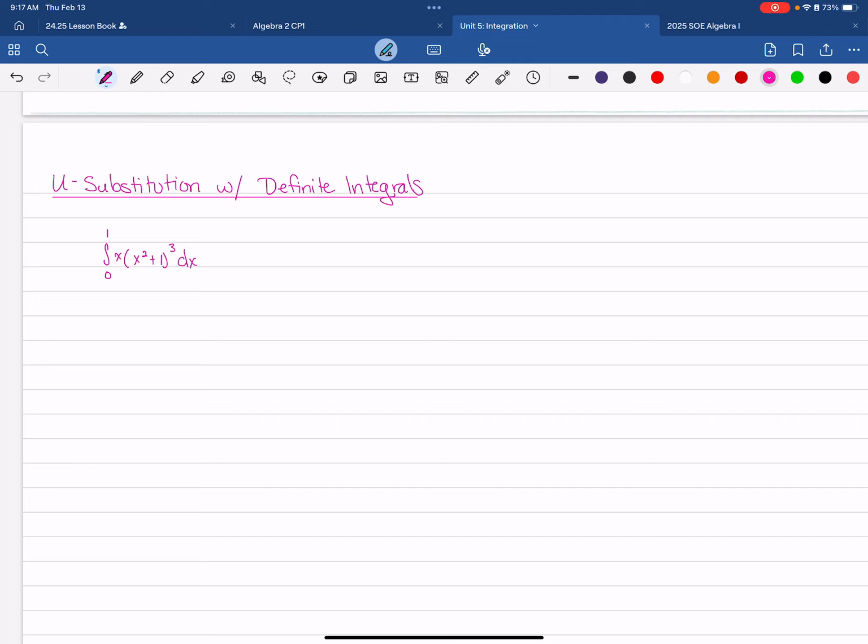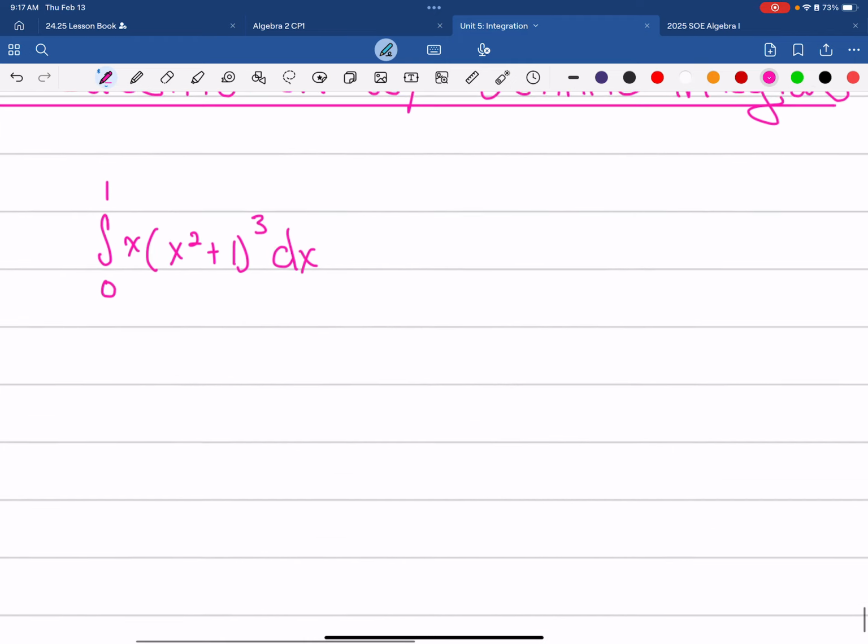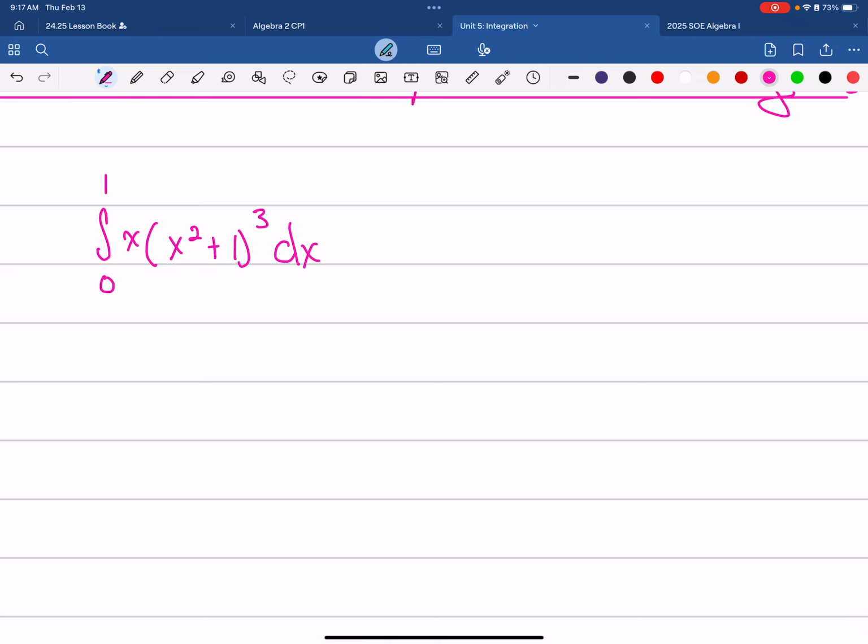So let's say that we have the integral from 0 to 1 of x multiplied by x squared plus 1, all to the third power dx. This right here is my inside function, and so that's what I'm going to let equal u. So I'm going to say that u equals x squared plus 1, which means du equals 2x dx. All right, now I have a lower and an upper limit of integration. And so I'm going to say that a equals 0 and b equals 1.